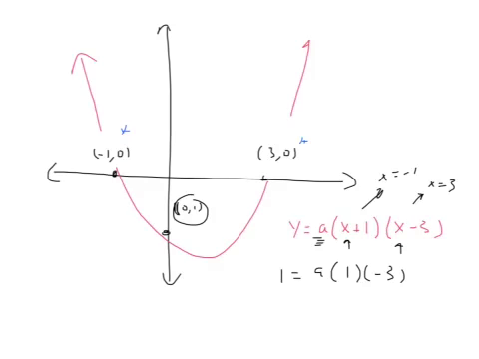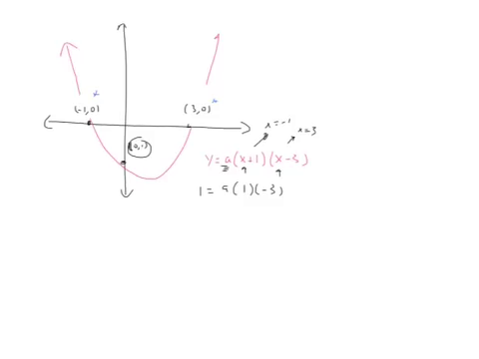So that lets us know that a then must be negative 1/3. So our graph is y equals negative 1/3 times (x plus 1)(x minus 3).